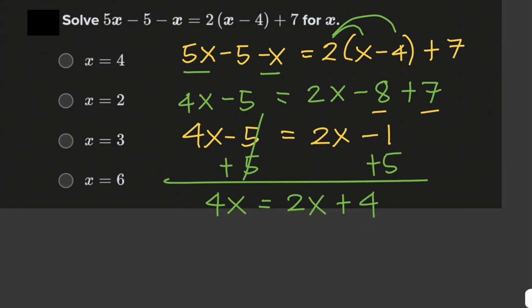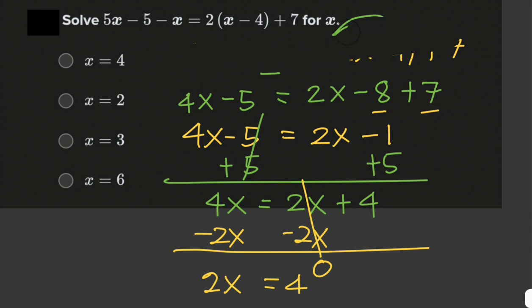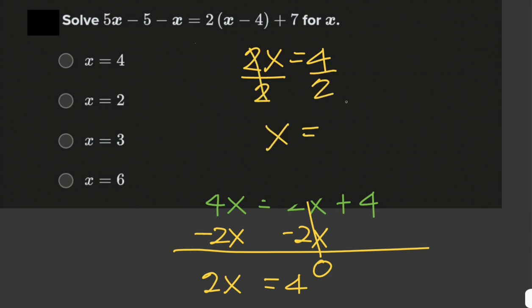Then we combine 4x and 2x. We just have to subtract 2x from both sides. This would become 0, and then 4x minus 2x will be 2x. So 2x equals 4. And now we can solve for the value of x. We just have to divide both sides by 2. Then we get the value of x, which is equal to 2, since 4 divided by 2 is equal to 2. So the value of x here is 2.